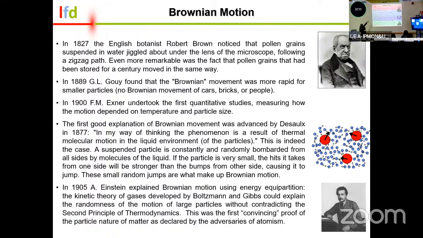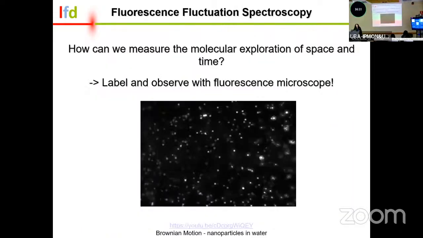But it wasn't until 1887 that it was found that the Brownian motion was more rapid for smaller particles. So that was really important because the size mattered. How big a molecule is will depend on its diffusion coefficient. We're going to talk about that when we talk about FCS. And it wasn't actually until Albert Einstein in 1905 explained why particles moved, right? He did it with a mathematical equation deriving the kinetic theory of gases that was developed by Boltzmann and Gibbs, that explained the randomness of the motion.